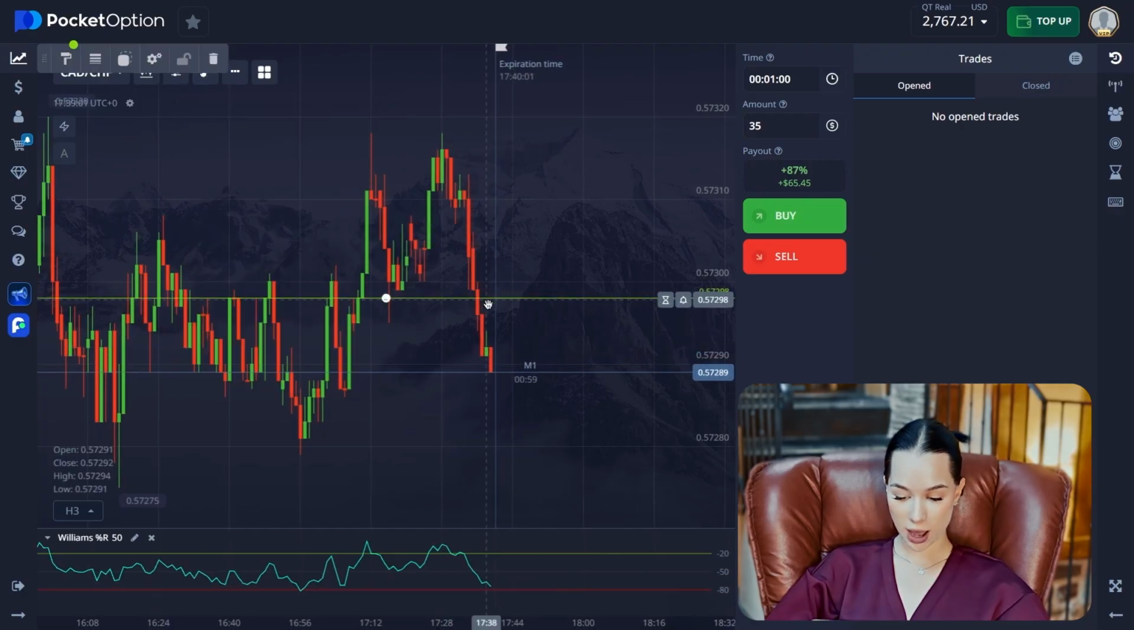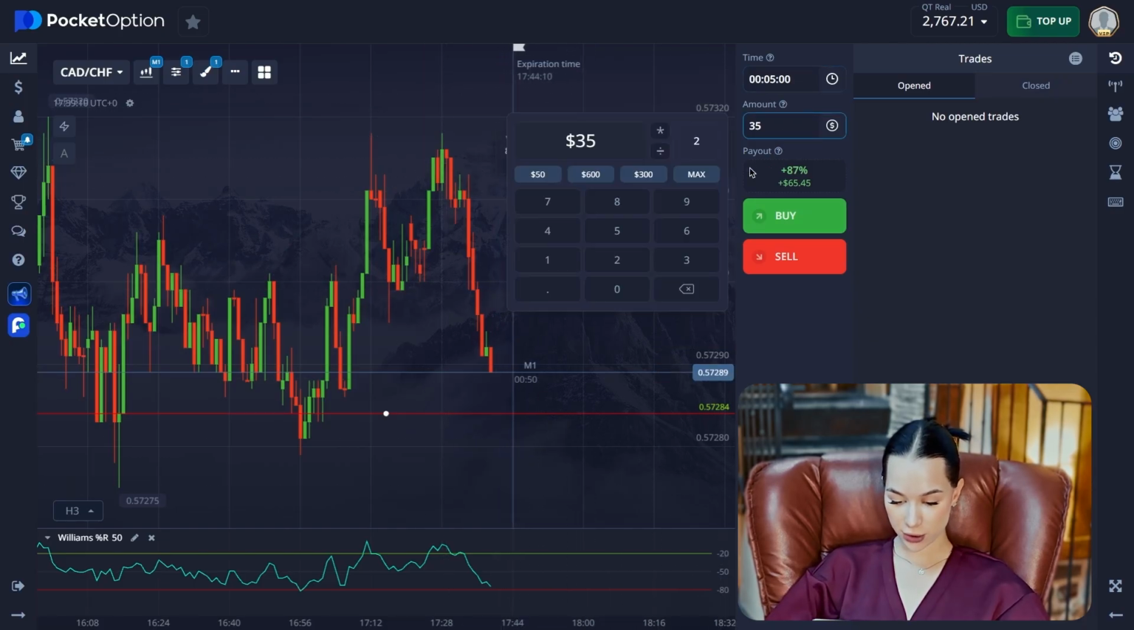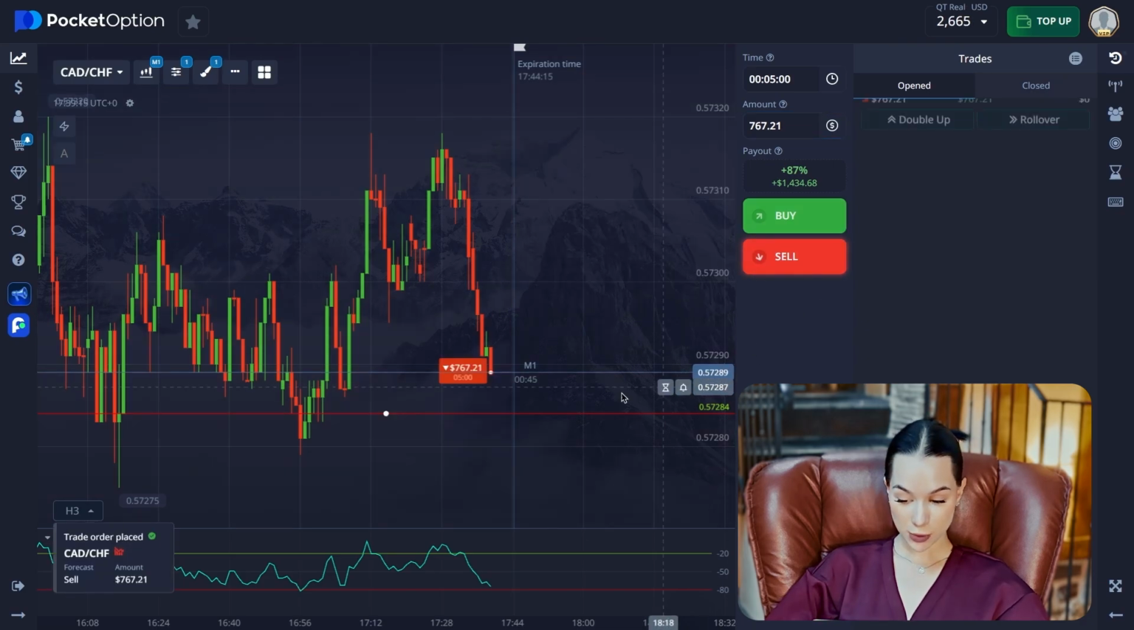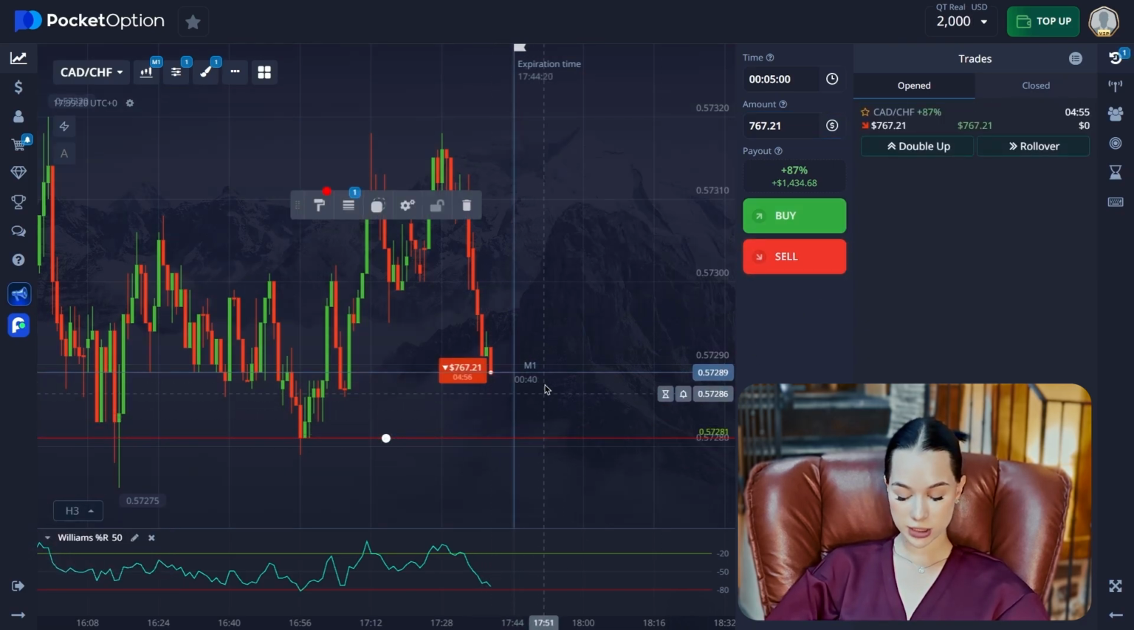One more red candle after the green one just confirmed to us that it was a correction. And now the downward trend is still continuing. As you can see, the support level is here, with the red line I drew for you. So that's why I opened a sell trade here for 5 minutes. So let's talk about this trade.